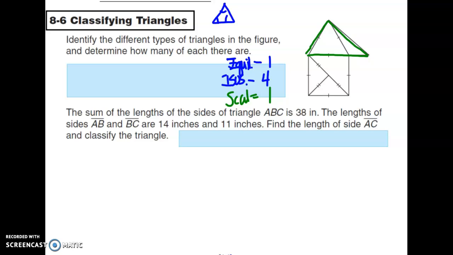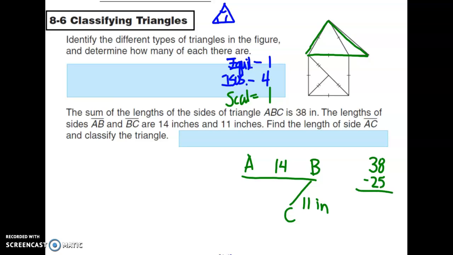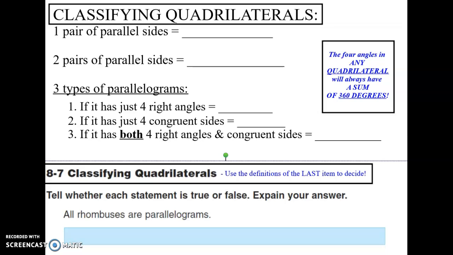So if I were to do this right here, let's say I had A, B, and C. AB, let's say, is 14 inches. BC is 11 inches. And if I looked at this right here, I've got 14 and 11 is 25. And so 38 minus 25 would give me 13 inches for that next one. So 13 inches might be right here. If I look at it, all three sides are different lengths. So that, my friends, would be a scalene triangle for that particular one.